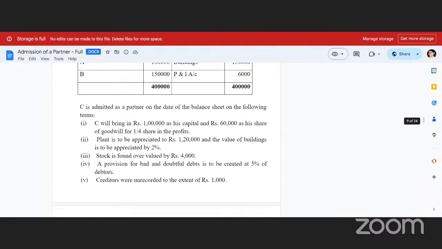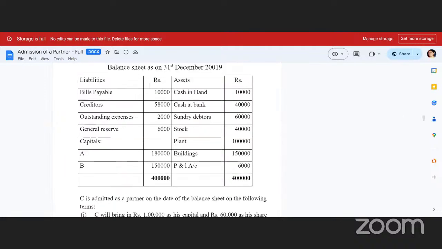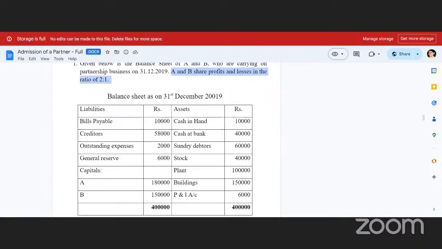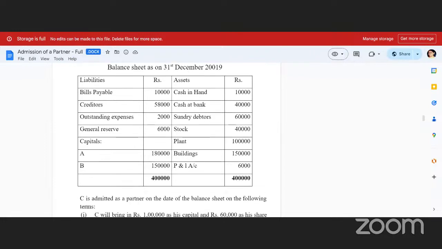Right. Now, in the question, you will be given an old balance sheet like this. See this problem? Given below is the balance sheet of A and B who are carrying on partnership business on 31st December 2019. A and B share profits and losses in the ratio of 2:1. Remember, this is A and B's profit sharing ratio, and the balance sheet on 31st December 2019 was this. Liabilities are given, and also assets are given.